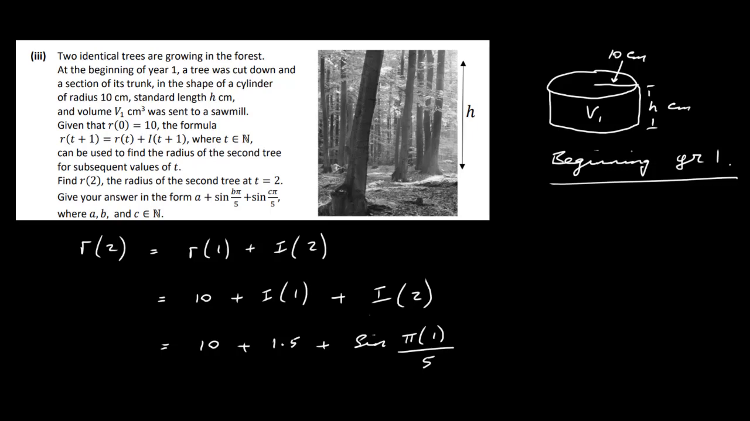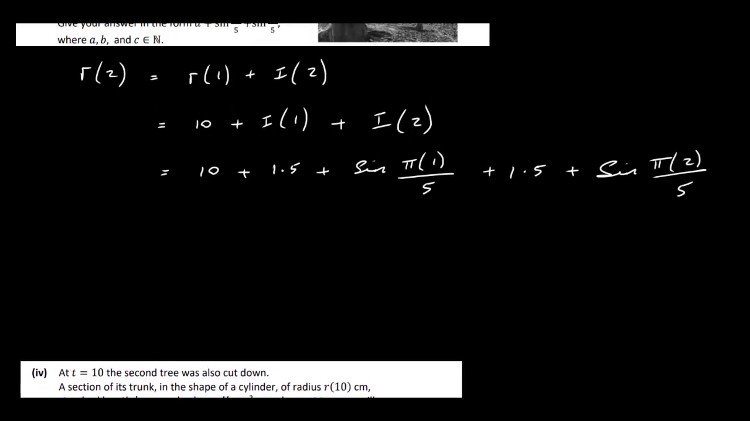Now we got to do this one here. So that's going to be plus another 1.5 here plus sine pi times 2 this time. Pi times 2 divided by 5. Okay, so let's just kind of simplify all of this. We've got a 10, we've got a 1.5 and a 1.5 here. So that's just going to be 13 plus sine pi over 5 plus sine 2 pi over 5.